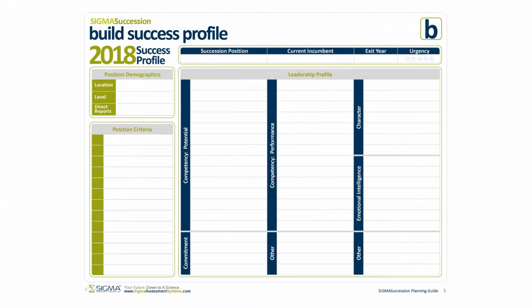Building the success profile itself, in terms of the steps, is a relatively simple process. From a pure logistics standpoint, for each success profile we'd want the position, the individual in the position, their planned exit year if we know, and it's actually a great excuse to have the conversation with the incumbent if you haven't already. And the urgency, which is closely related to that exit date. We want to list the position requirements, and from a position criteria standpoint, it's best if we have a job description that we can at least use as a baseline.